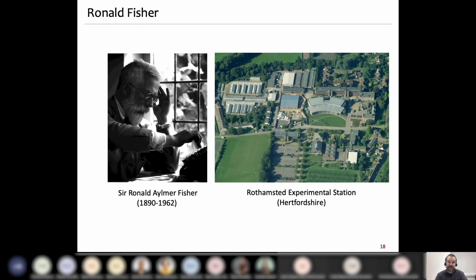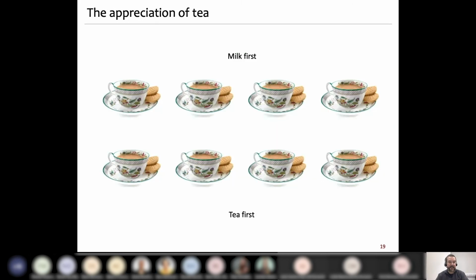Fisher, being a statistician, decided to check Miss Bristol's claims and devised a simple statistical test. This is what he did. He made her 8 cups of tea, 4 of which had tea and another 4 had milk poured first. And then he presented her these cups in a random order. And Miss Bristol was supposed to tell for each cup if milk or tea was poured first. And I will tell you how Miss Bristol performed in a moment.